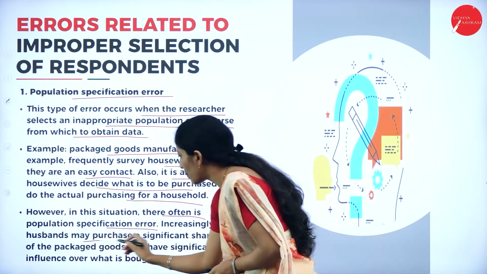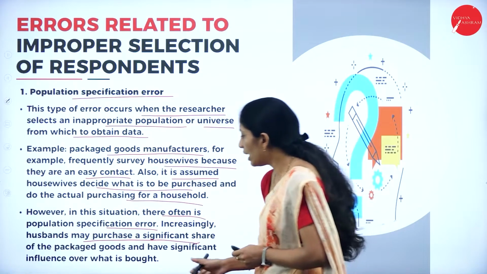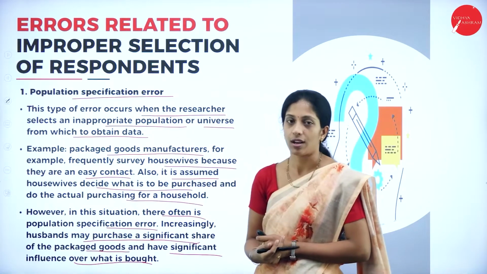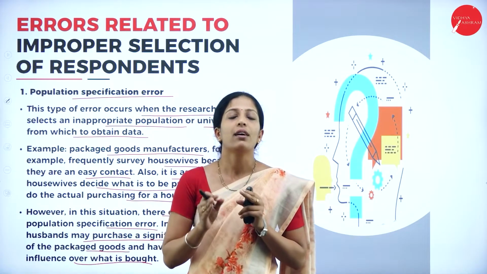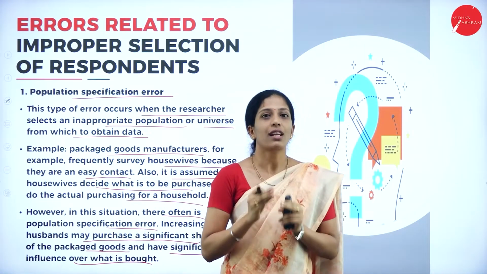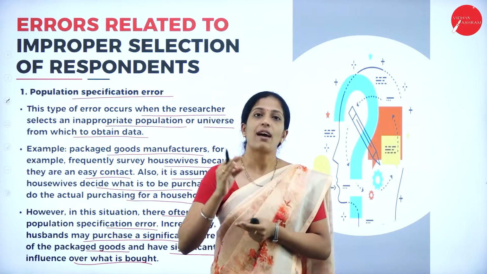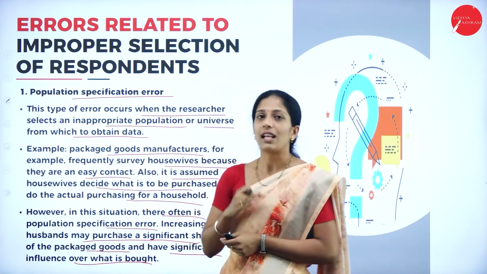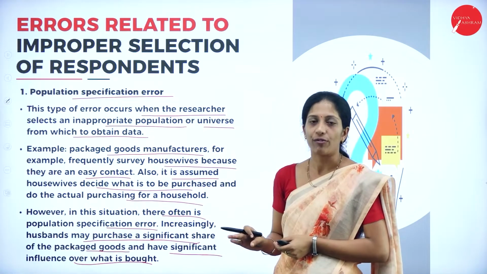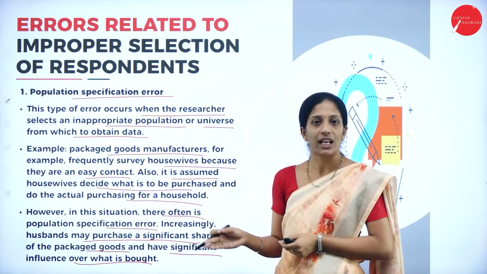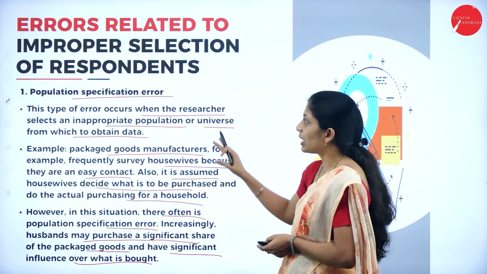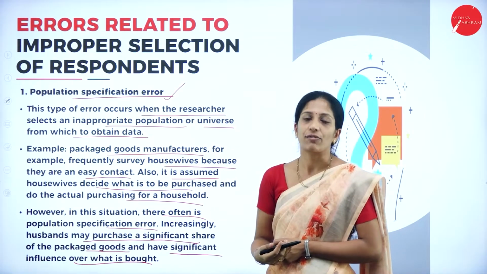Increasingly, husbands may purchase a significant share of the packaged goods and have significant influence over what is bought. Now, we can't tell that only the housewife will know all the information about household activities. The things which have to be brought to the home might be bought by the husbands also. So if the researcher just contacts the housewife, it will be a problem, because certain housewives may not know anything about it, as their husbands bring everything for them. In that situation, it leads to population specification error.